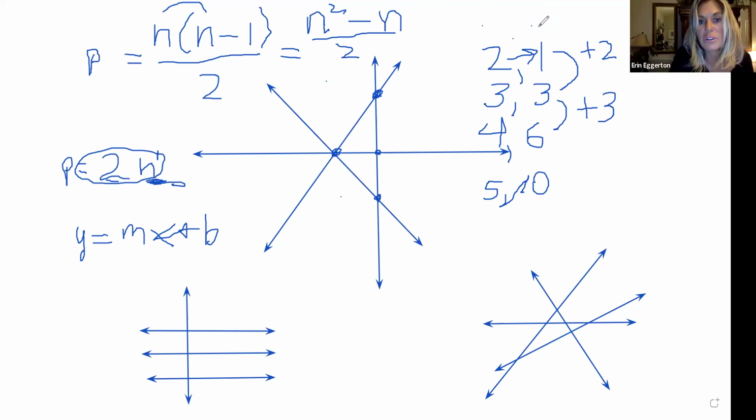Well, let's check. Does that work in this pattern? 3 minus 1 is 2. That doesn't fit here because we need a 3. 4 minus 1 would be 3. It doesn't fit. So my n minus 1 pattern doesn't work, but that's something I'm going to check because from 2 to 1, it might just be minus 1. But that theory is shot from the 3, 3 and the 4, 6. So then we try something else, okay?